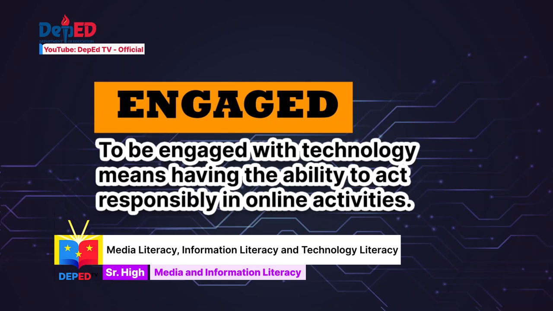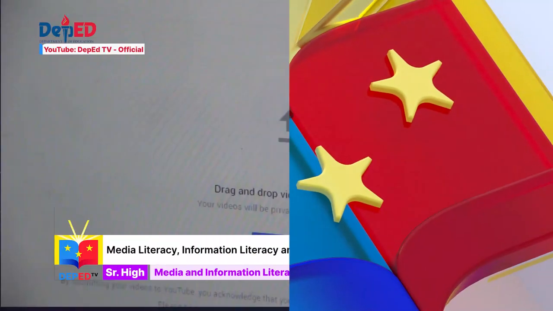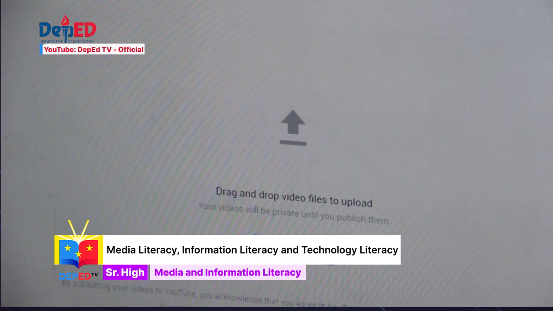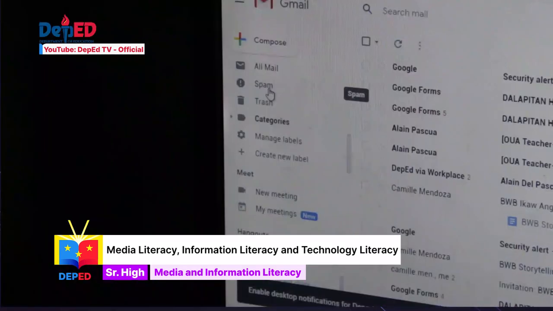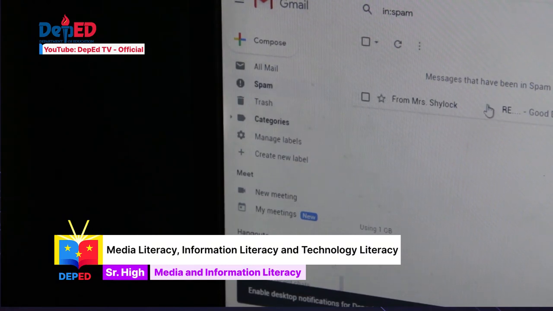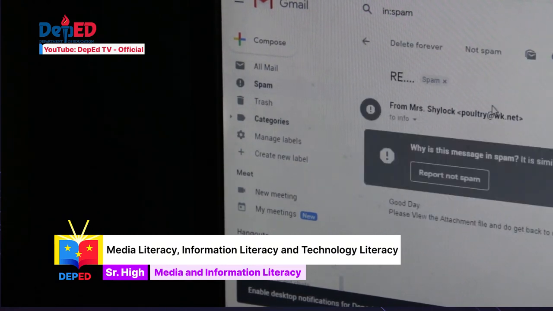Engage. You must have the ability to responsibly engage in online activities. With his skill in using the laptop and other technological tools, Paul was also able to engage in online activities, and he makes sure to always be a responsible digital citizen.